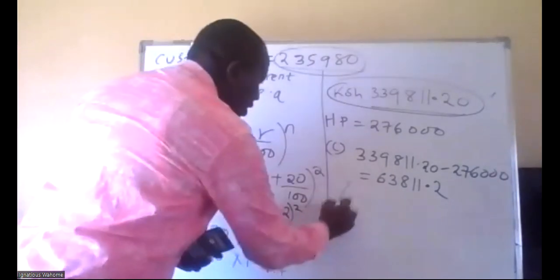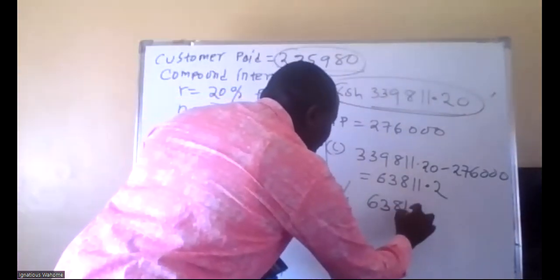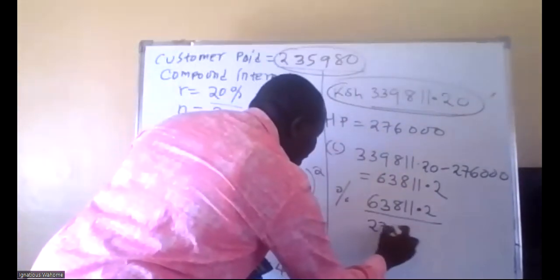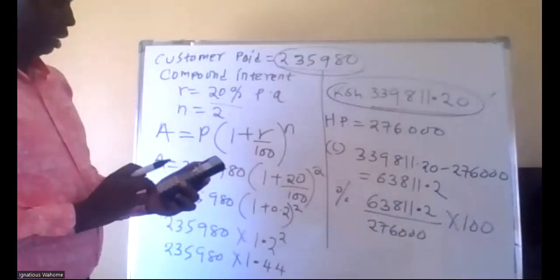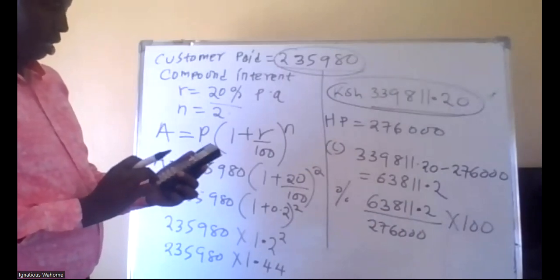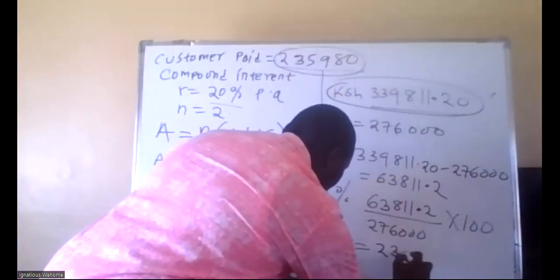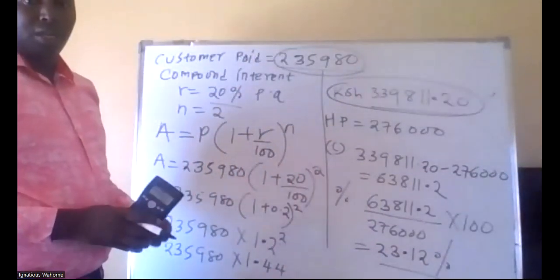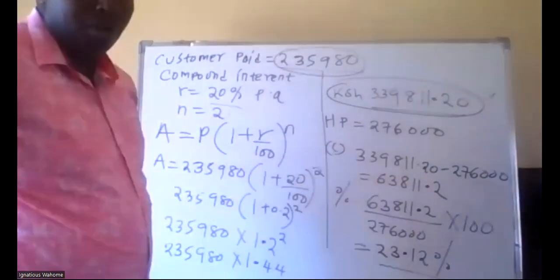So as a percentage of the hire purchase price, it will be 63,811.20 all over the hire purchase price, which was 276,000, times 100. Dividing by 276,000 times 100, the answer in this case is 23.12%.